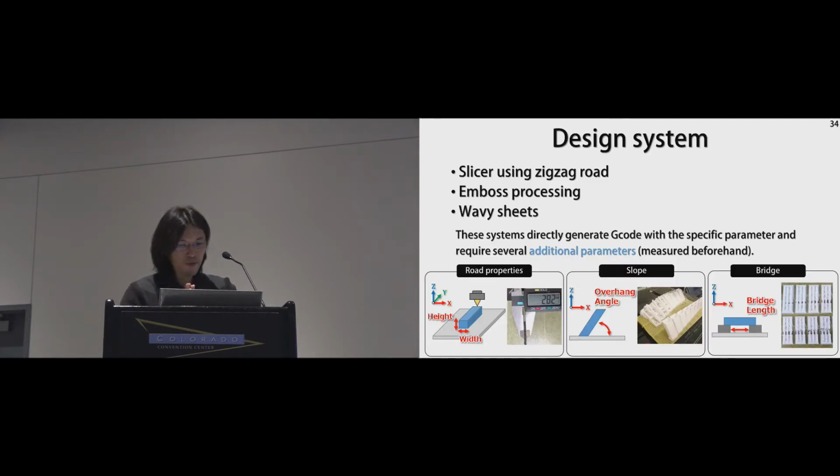Okay, so we implemented 3 design systems to utilize our result. These systems directly generate G-code, which is a series of commands to control a 3D printer, with the specific parameters we found. Also, this system requires several additional parameters, the same as traditional software. To set printable parameters, we investigated these beforehand by printing simpler structures: load, slope, and bridge.